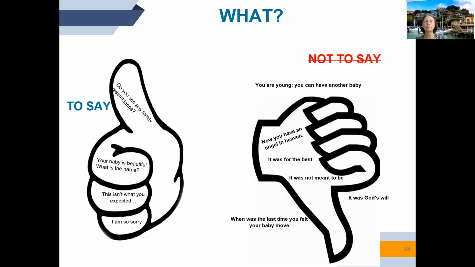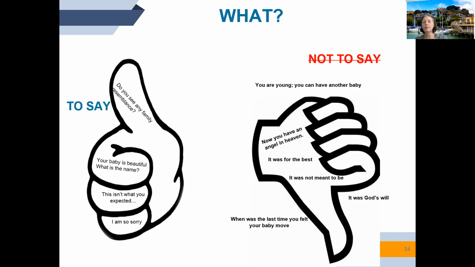So what do we say, and what don't we say, when a baby is stillborn? Sometimes we can say things that are supportive, hopeful, and provide guidance, and sometimes we can say things that really aren't helpful. So good things to say: "Do you see a family resemblance in your baby? He looks just like his daddy. Your baby's beautiful. What have you named it? This isn't what you expected. I'm so sorry. I'm here for you."